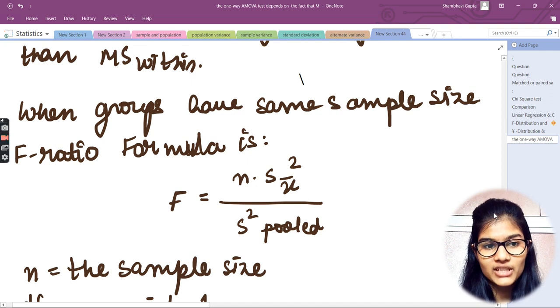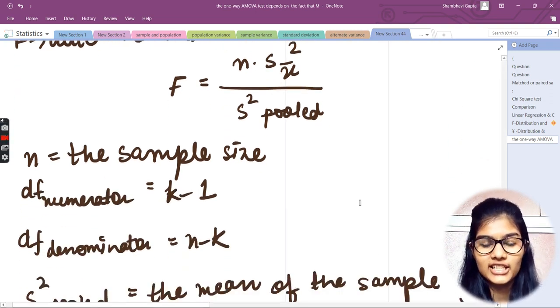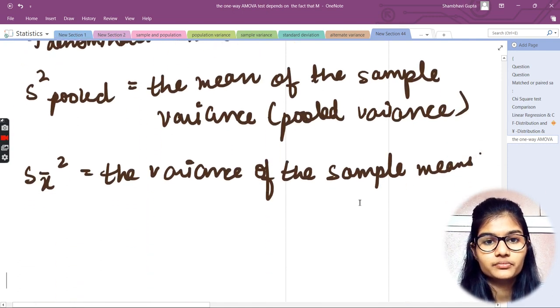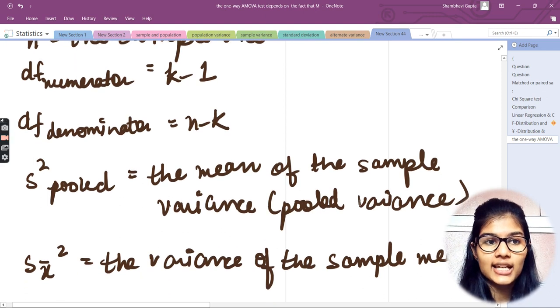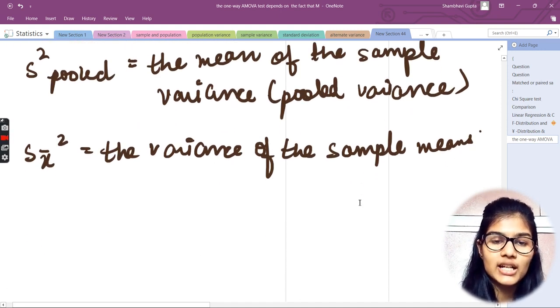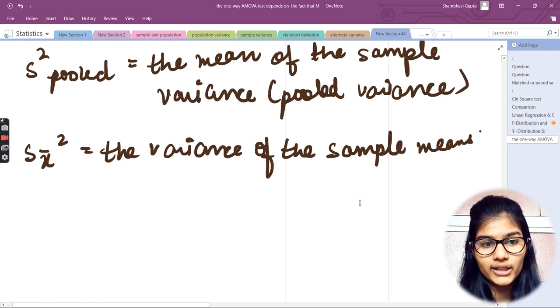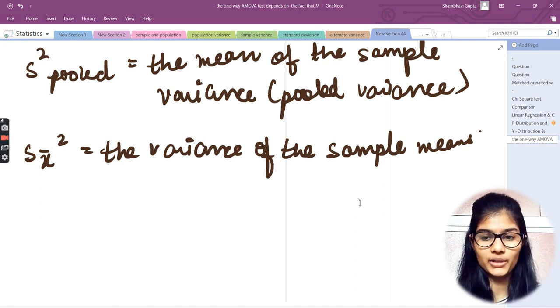When the groups have the same sample size, the F ratio formula is F is equal to n into Sx bar squared divided by S squared pooled. What is n? N is the sample size. The df numerator is k minus 1. Df denominator is equal to n minus k. Then S squared pooled is equal to the mean of the sample variance, the pooled variance. And Sx bar squared is the variance of the sample means.